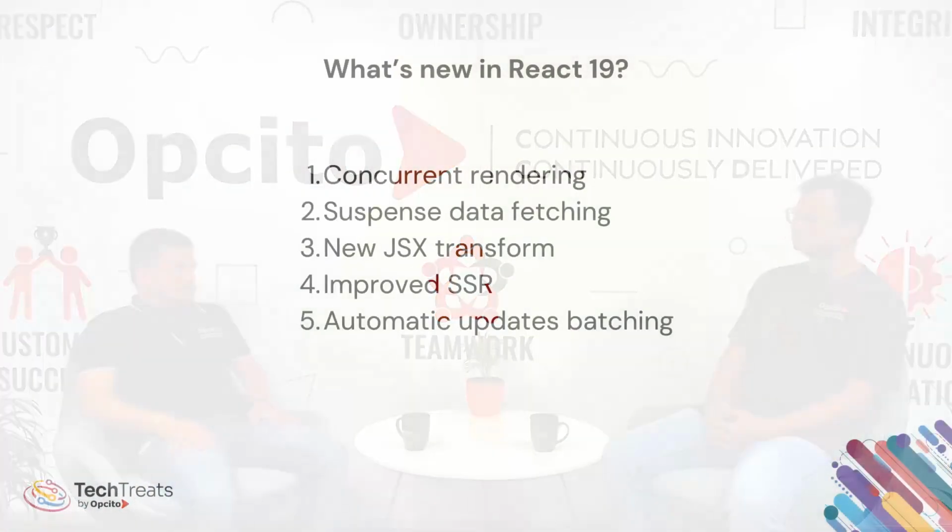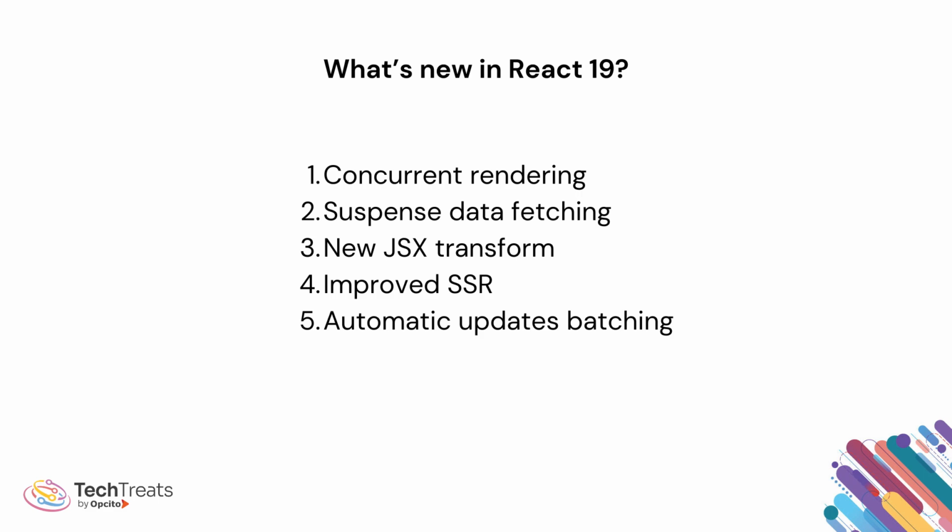See Nakul, React 19 is introduced to provide better performance and developer experience. So I'm hoping this was kept in mind when they were releasing this version. For example, concurrent rendering. Concurrent rendering allows React to prepare multiple versions of the UI at the same time. This improves the responsiveness of applications by ensuring that high priority updates are handled first without blocking lower priority updates.